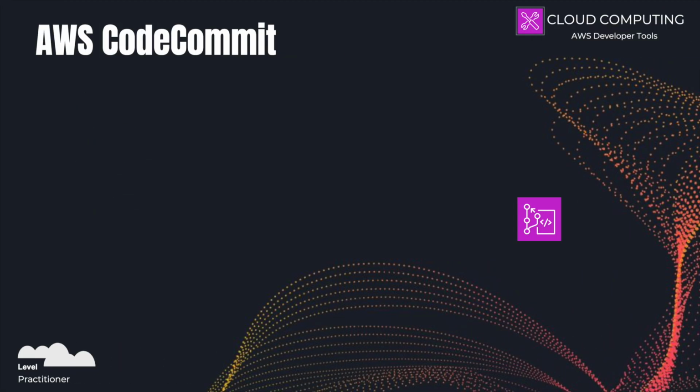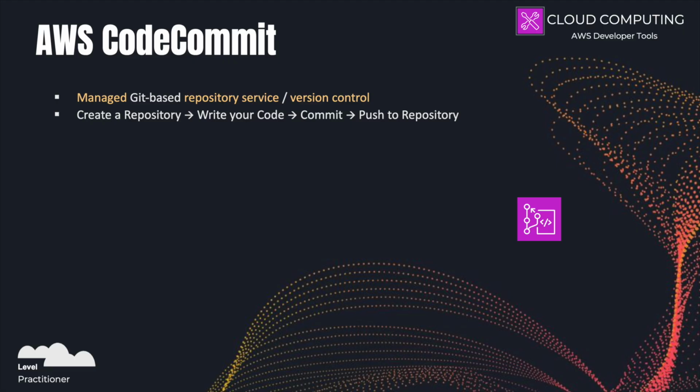Alright, first up, CodeCommit. CodeCommit is AWS's managed Git-based repository service. It works just like any other Git system that you may already use or experience, like GitHub or GitLab. You can commit and push your code into your repository.